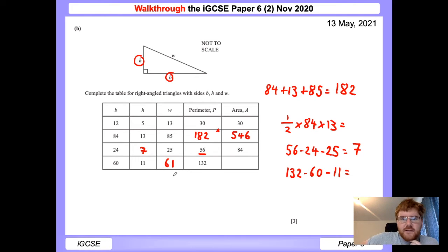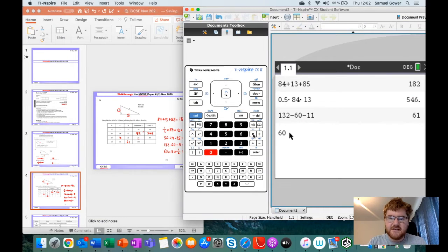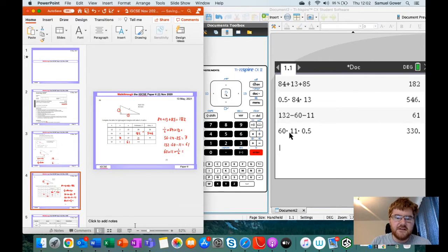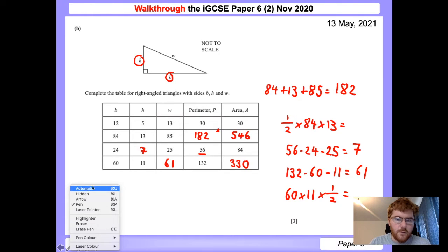For the area of the triangle, we just do base times height divided by 2. I've got 61 here. So we just do 60 times 11 times a half. Remember, multiplication you can do in any order. Just using my GDC, that's what it's there for. So 60 times 11 times 0.5 is 330. And then we pop that in. You do not want to be losing marks on these straightforward questions. So 330, there's our answer for 1B.